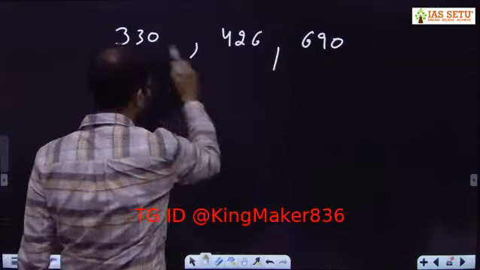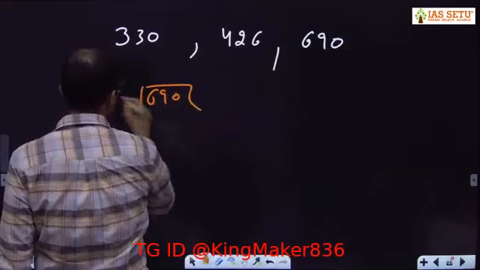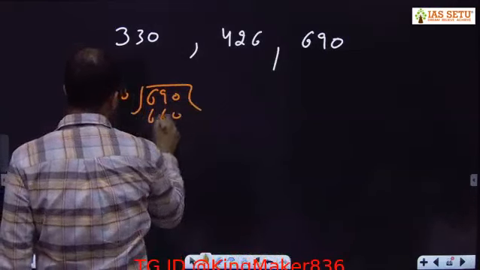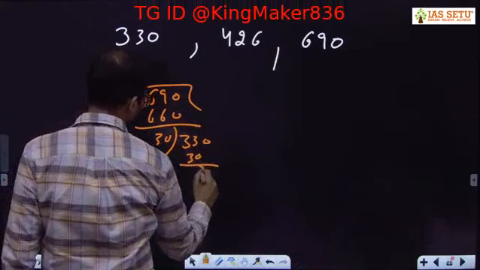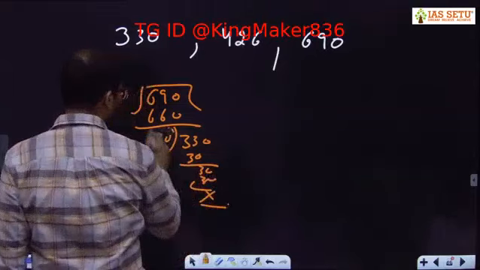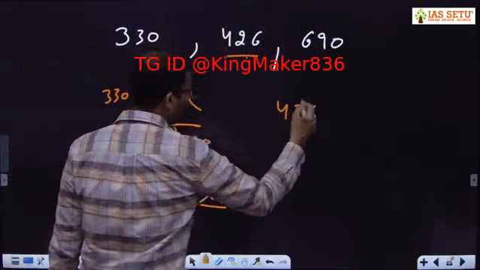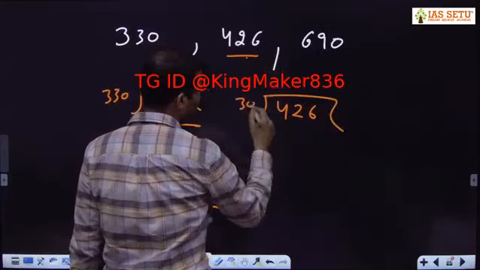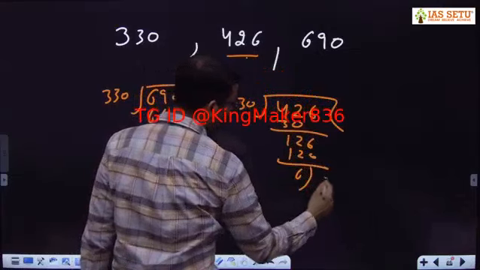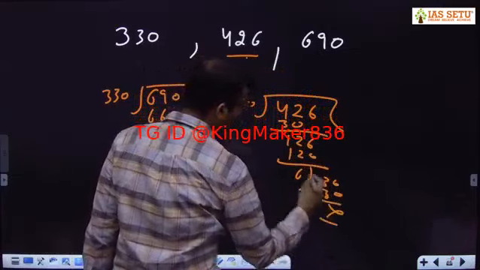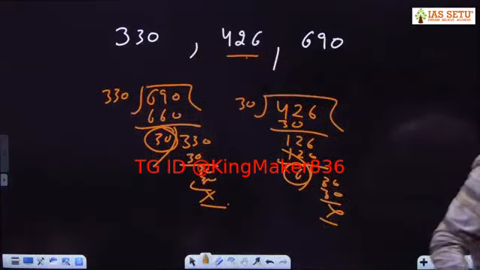So we try these two numbers. Here, this 690 we divide by 330, 660, 30, 330. So it is divisible. But 30 you can't conclude as HCF because 30 has to be proved for this third number. So we divide 426 by 30. This is 30, 126, 126, 30, 30. So ultimately your last divisor is 6. So of these given numbers our HCF is 6.